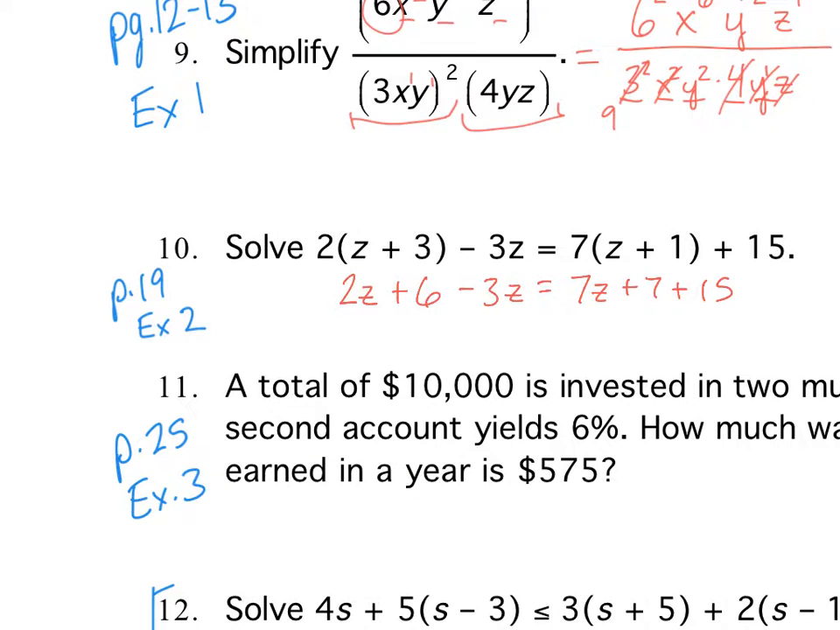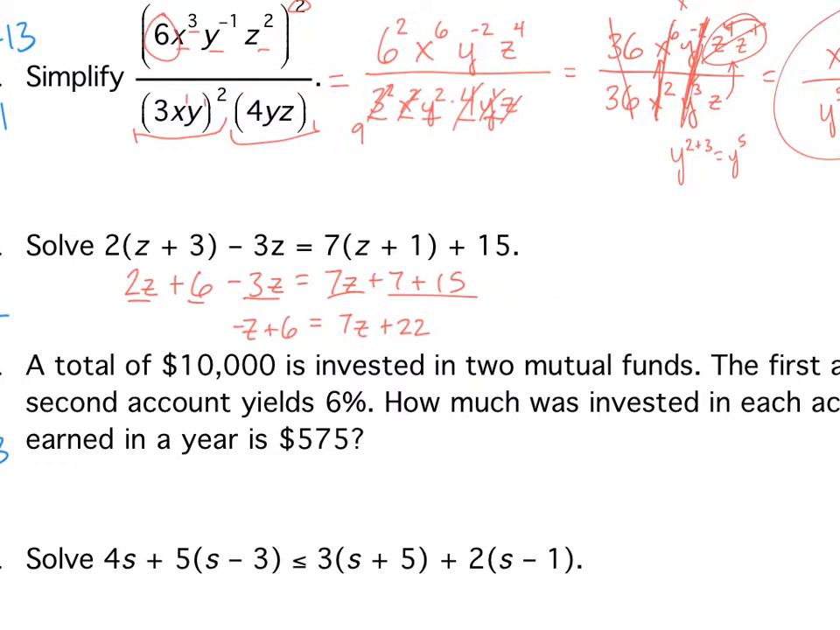Then I'm going to combine like terms on each side separately. So on the left side, I've got a 2z minus a 3z, which will make a negative z. And then the plus 6 doesn't have another number to combine with, so it stays. On the right side, I only have one z term, so I'll bring it down. And then I have two numbers that can combine together, positive 7 and plus 15 make a plus 22.